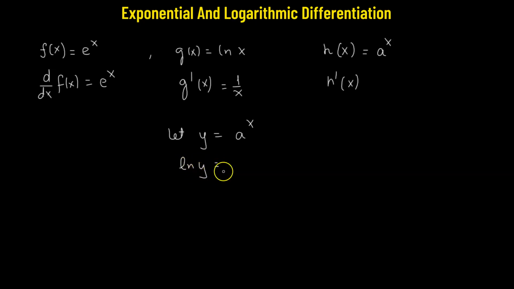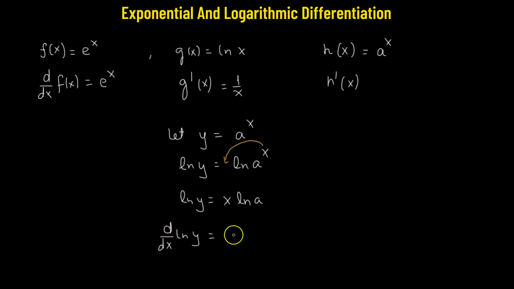So this will be natural log of y equals natural log of a raised to the power of x. Now we can use the property of logarithms, so we can bring the x and multiply it to log of a. That means we have log of y equals x times natural log of a. Now we will differentiate both sides with respect to x. So we have the derivative with respect to x of log of y, which equals the derivative of x log of a with respect to x.